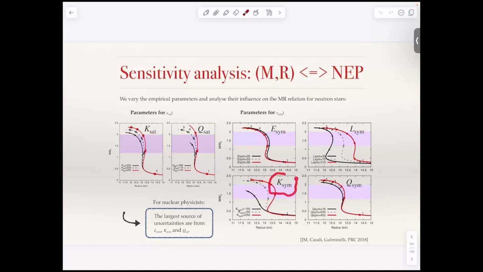And this quantity is the incompressibility or the curvature of asymmetric matter. And its determination is strongly impacted by the unknown in Lsym. We cannot really, from the breathing mode in finite nuclei, in asymmetric nuclei, reduce this uncertainty if we haven't first reduced the uncertainty in the slope of the symmetry energy. Okay, any question? Yep.